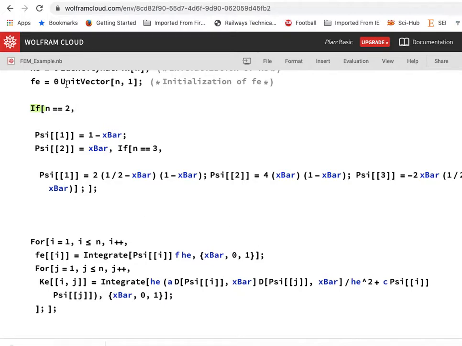So if n equals 2, and I have to use 2 equals signs, then what am I saying? My first interpolation function psi1 is 1 minus x bar, and the second interpolation function is x bar. Now on the other hand, if I'm using quadratic interpolation, then what are my functions? The first interpolation function, what are its roots? Its roots are half and 1.